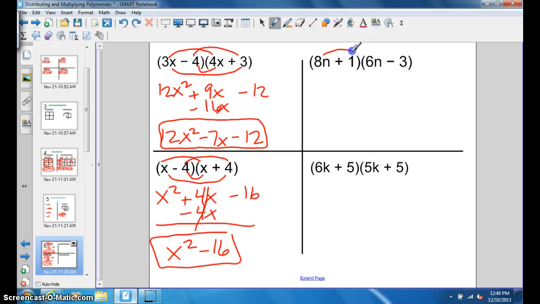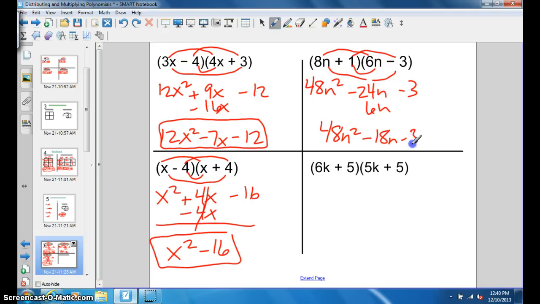Once again, first term you get 48n squared. Outside we get negative 24n. Inside we get positive 6n, and our last we get negative 3. So we have 48n squared minus 18n minus 3.